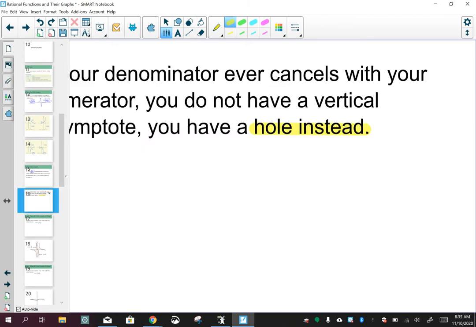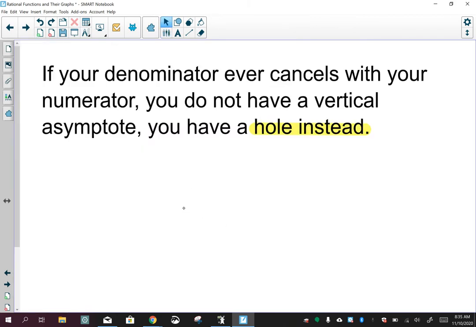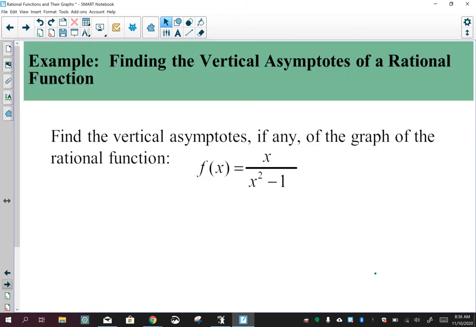If they do not cancel, so if you cannot cancel anything with your numerator and your denominator together, wherever your denominator is at 0, those are going to be vertical asymptotes. However, when you're talking about domain, it doesn't matter. It doesn't care if it's a hole or an asymptote. It just wants to know what are my restrictions. So either way, you just have to be able to look at that and see.